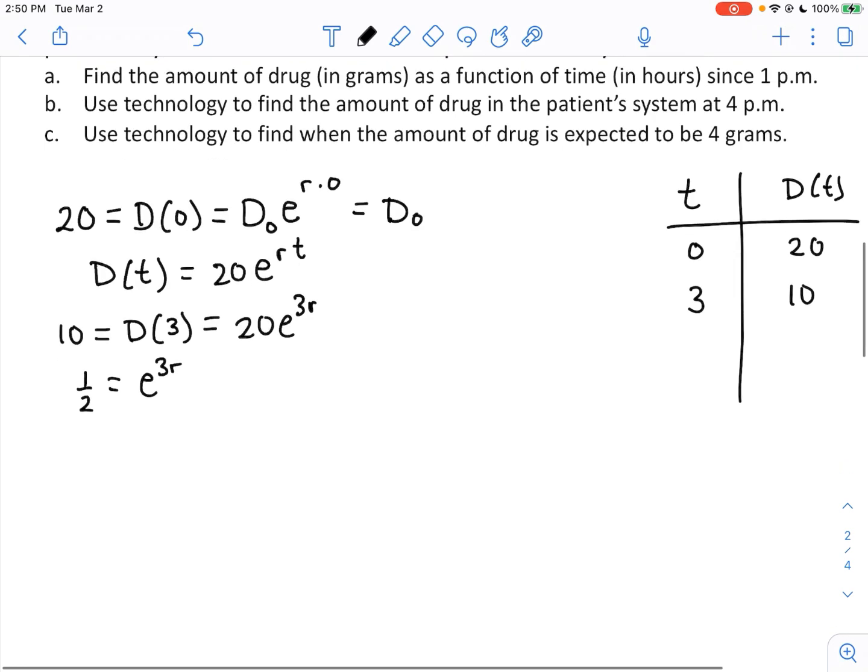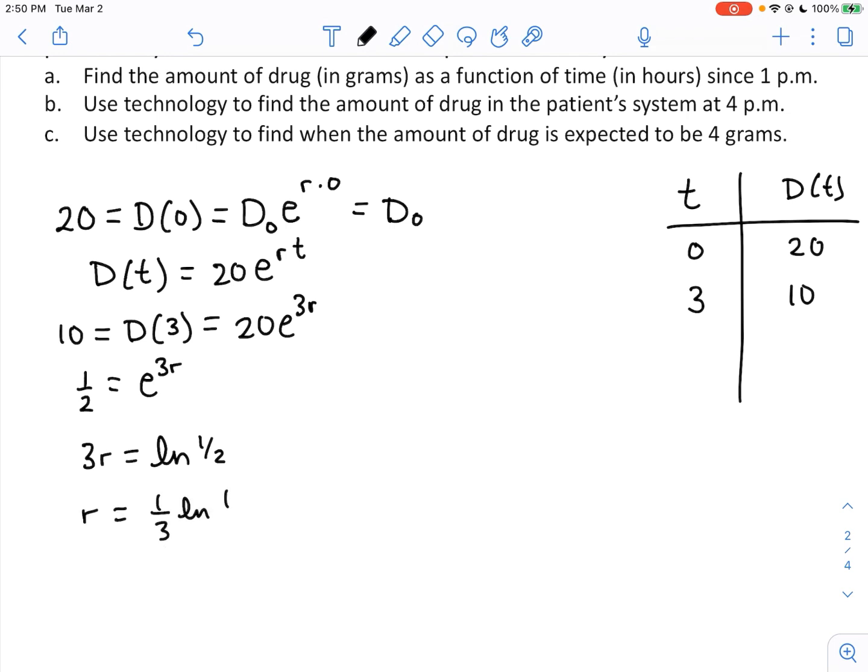Then we're going to convert this to log form. So we get the exponent 3r is log base e, which is natural log of 1/2. And then divide by 3. r is equal to 1/3 natural log of 1/2.